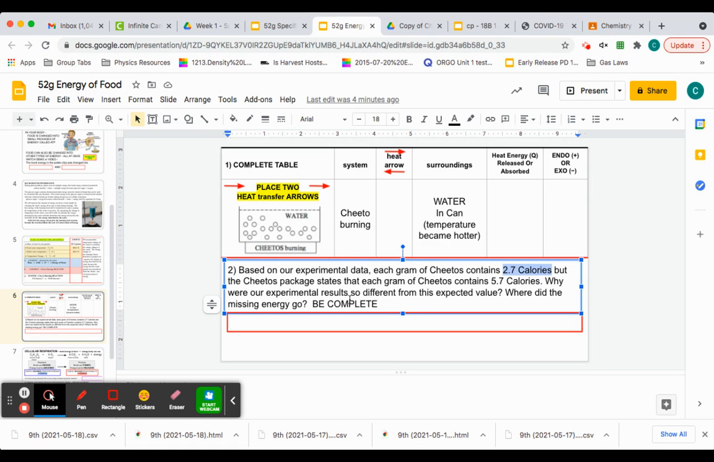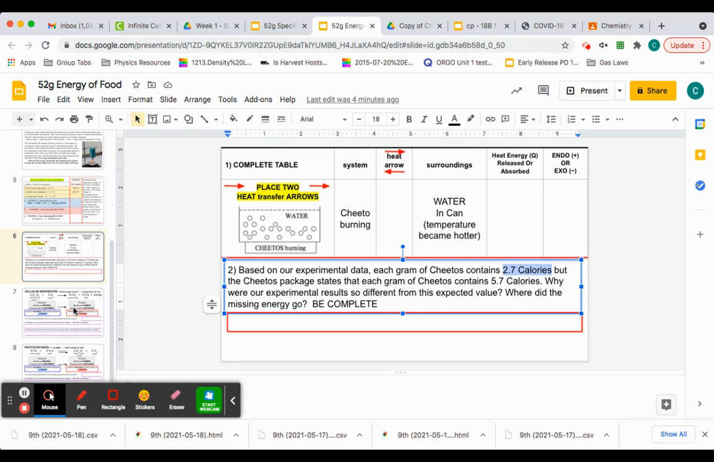So our question is, why were our experimental results so different from what we would expect? Where did the missing energy go? Be complete. And so my recommendation to you is think about the surroundings. Think about kind of what we've been talking about the last couple days with the water and that type of stuff. So try your best on that one. It is a bit of a harder question, but you can handle it.